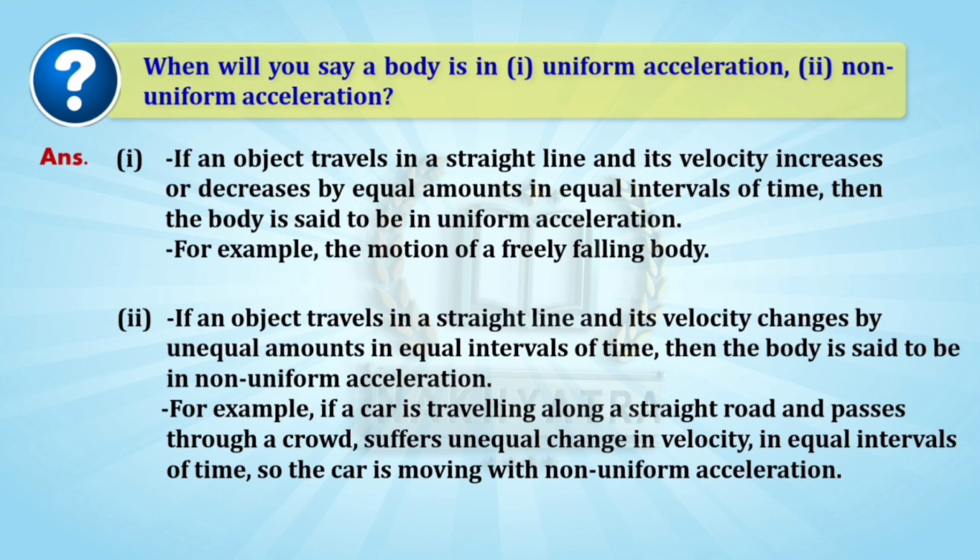Okay, so here also one example is given. If a car is traveling along a straight road and passes through a crowd, it suffers unequal change in velocity in equal intervals of time. So the car is moving with non-uniform acceleration. So is that clear everyone? Okay, so this is all about lesson number 8.